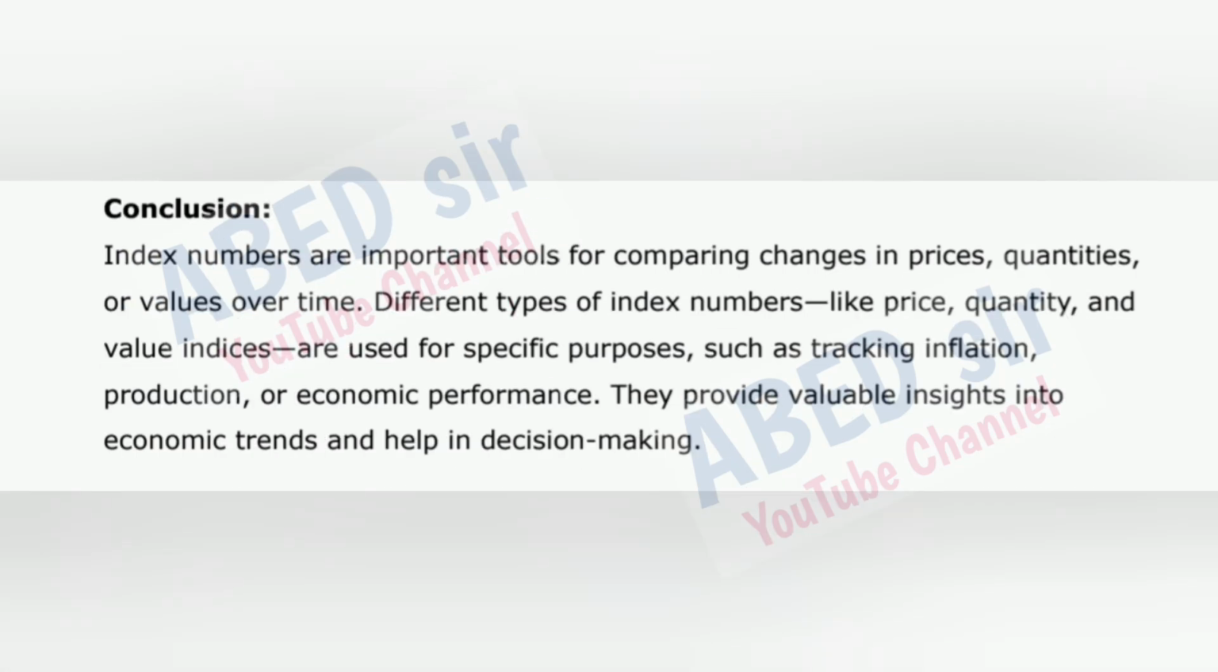Conclusion. Index numbers are important tools for comparing changes in prices, quantities, or values over time. Different types of index numbers, like price, quantity, and value indices, are used for specific purposes, such as tracking inflation, production, or economic performance. They provide valuable insights into economic trends and help in decision-making.